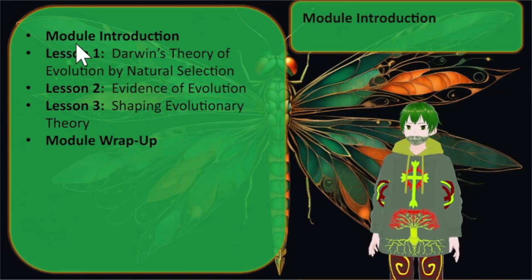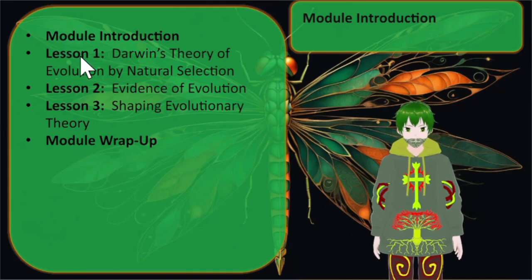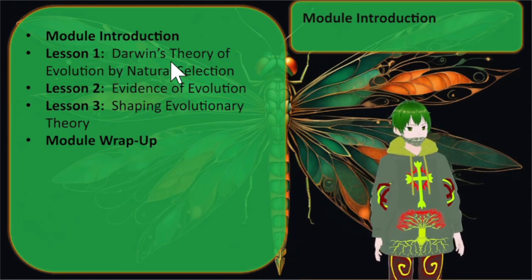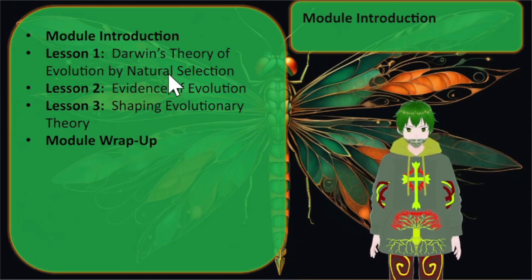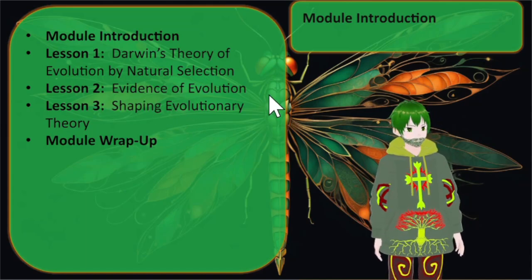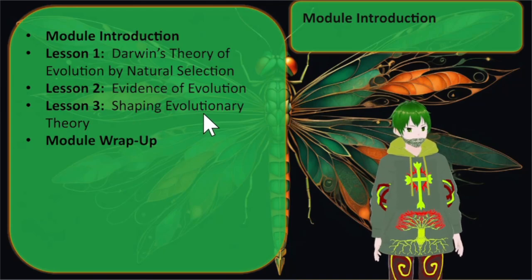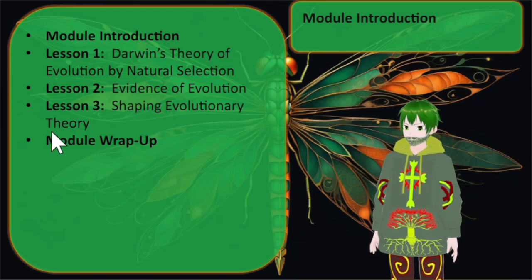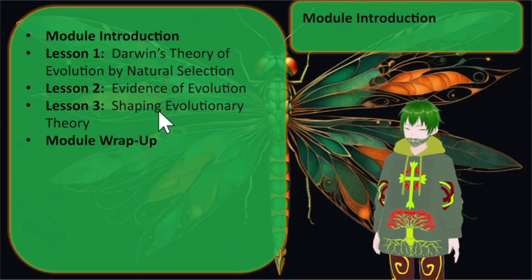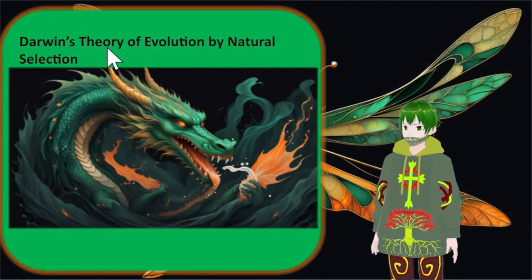This module is going to have three lectures to it, and maybe multiple parts. This first lecture will deal with Darwin's theory of evolution by natural selection. The second lecture will deal with evidence of evolution. And finally, the third lecture will deal with the shaping of evolutionary theory, because it's not what it was when I was a kid. They've updated it and they have some new ideas, and that might be nice to know about.